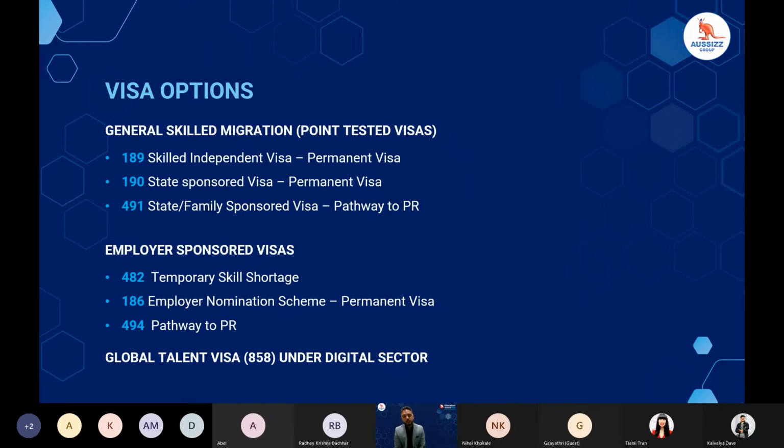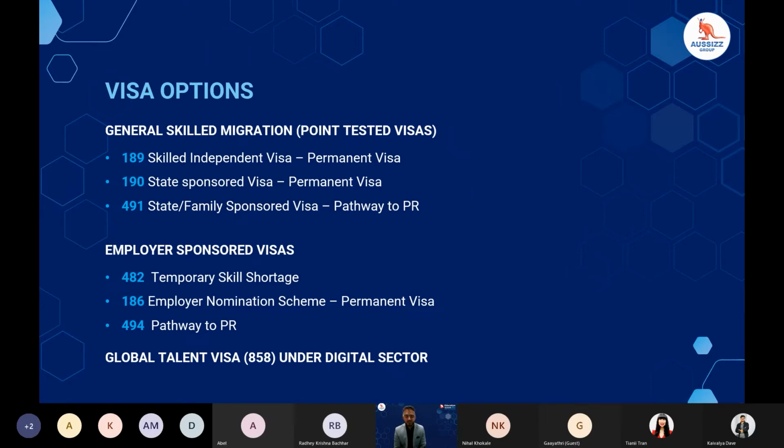But the 482 has another stream, which is the medium and long-term skill list. If your occupation belongs to the medium and long-term skill list, then you can apply for a 482 visa that's granted for up to 4 years. You can work with the same employer for 3 years while on a 482 visa. You can also apply for a 186 visa under the temporary resident transition stream, which is the next visa.